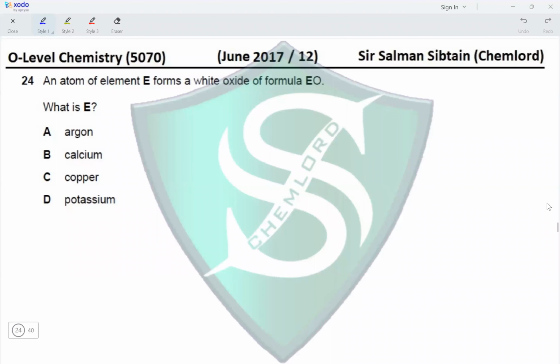Question 24. An atom of element E forms a white oxide of formula EO. So that means E would have a charge of +2 belonging to group 2. So E belongs to group 2. Okay. What is E? Is it argon? Argon is a noble gas. It will not react. B, is it calcium? Yes, it is calcium because calcium has a 2 positive charge.